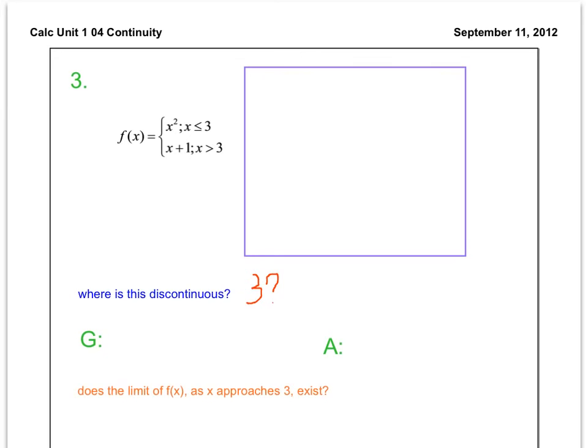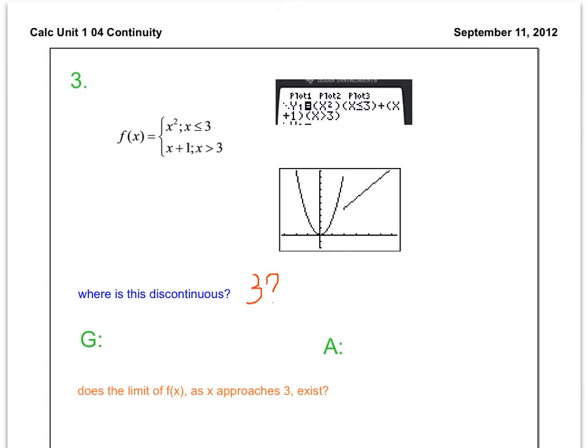How am I going to answer that? Well, I can do it graphically, that is to say graph it, or I can do it algebraically. I can graph it in my TI. This is a reminder of how we graph a piecewise function in our calculator, and we'll get this picture, and we can see that it is in fact not continuous at 3, and that's a closed hole, and that is an open hole.